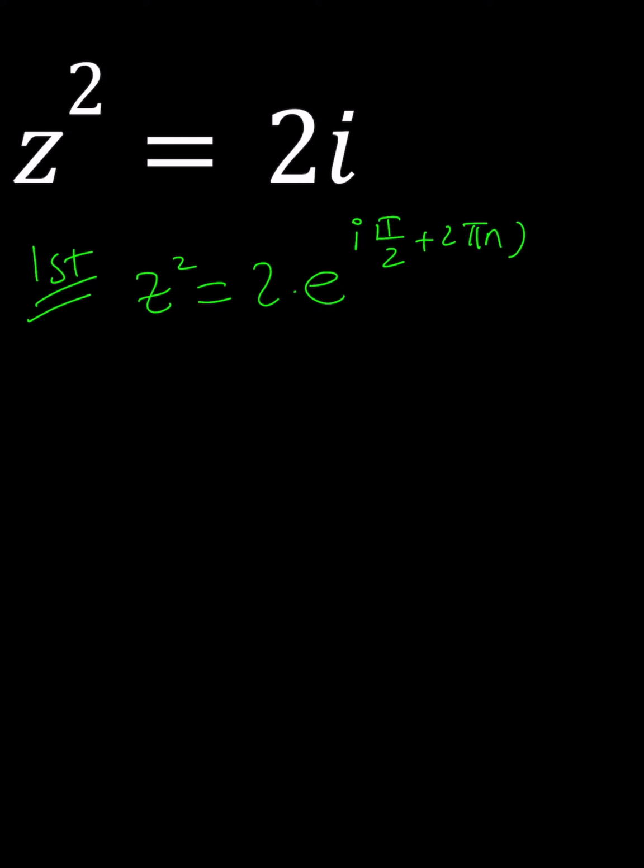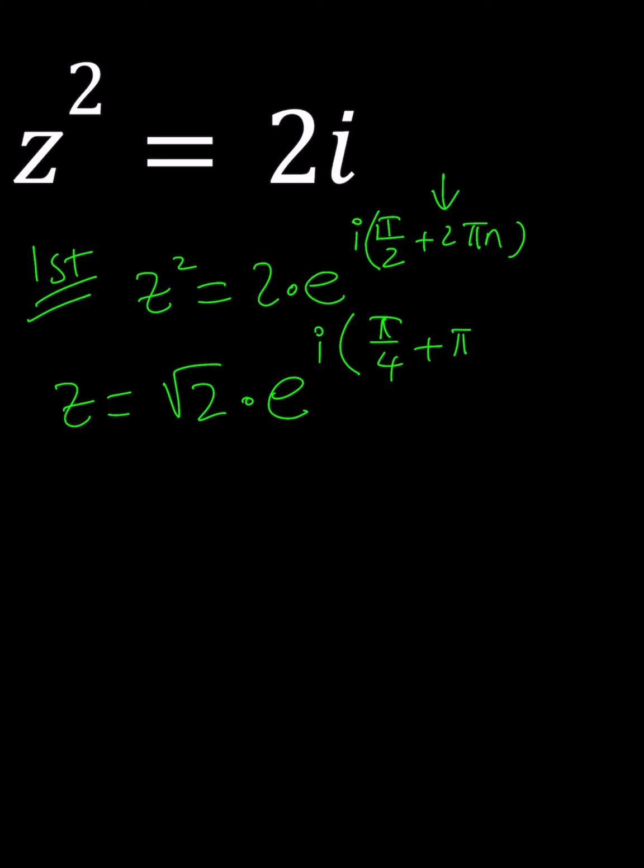So we can go ahead and actually write 2i as 2 times e to the power i times pi over 2. But you're also allowed to add a multiple of 2 pi, so that's going to be like 2 pi n. And then we can go ahead and square root both sides. That's going to give us the square root of 2. And then we're supposed to cut the angle in parentheses in half. So it's going to be e to the power i times pi over 4 plus pi n. You can replace n with 0 and n with 1, and that should give you the results.